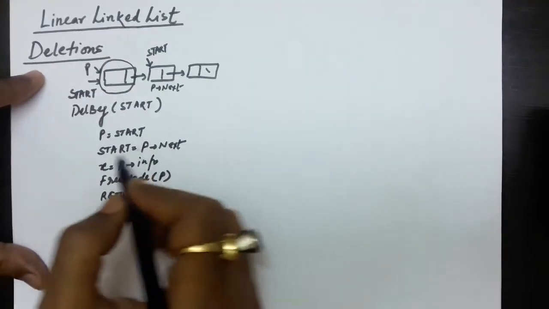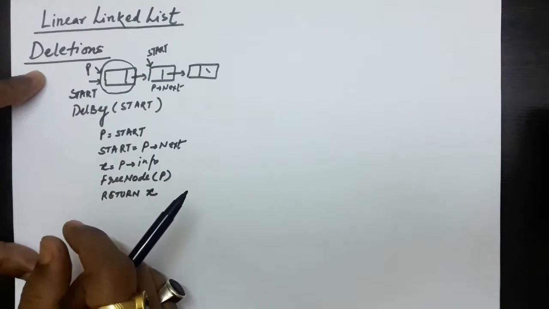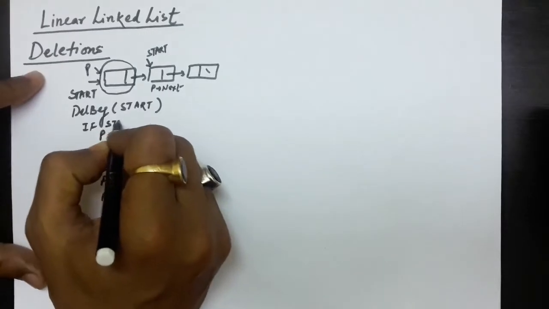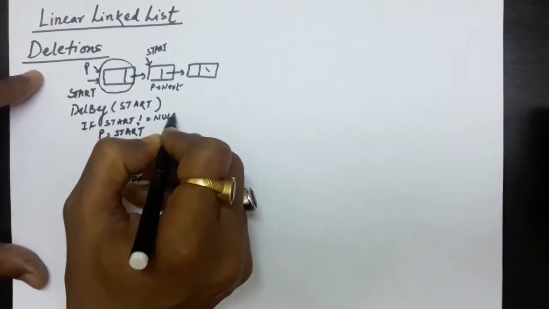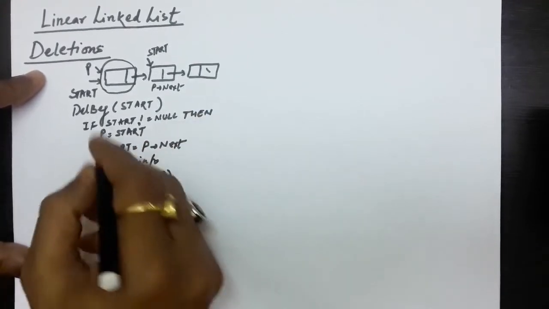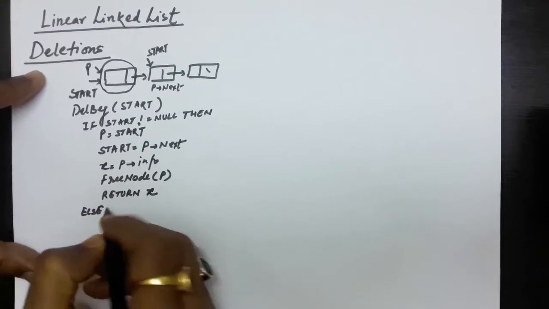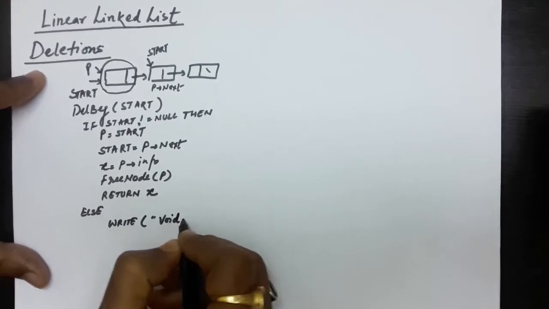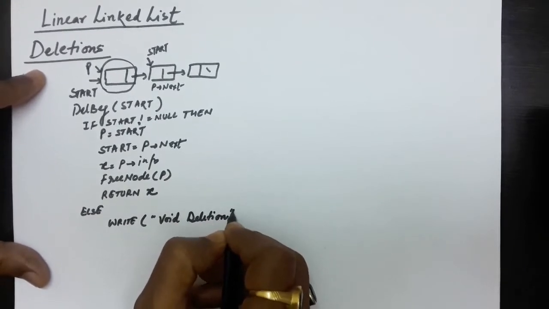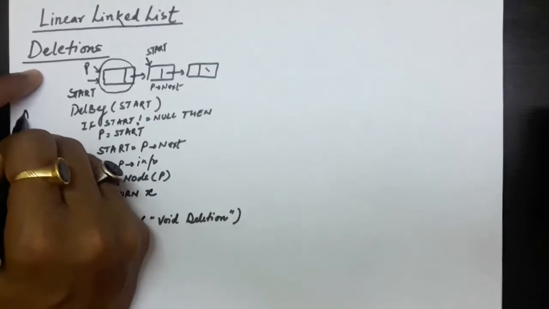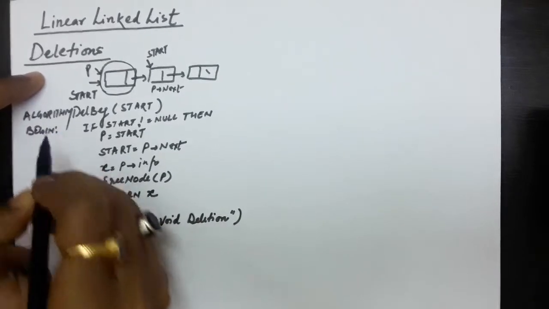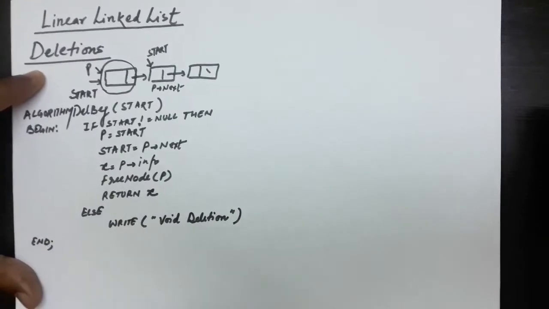Okay. Now this deletion is possible only if start is not null. It means the linked list is containing some nodes. Let's say the linked list does not contain any node. In that case, the deletion will not be possible. So everything that we have performed is possible only if the start is not null. Okay, so if start is not null, then everything written here will be performed. But if start is null, then we will just display the message that deletion is not possible. So deletion will not be possible in case the linked list does not contain any node. So this is the complete definition of the delete beginning function.